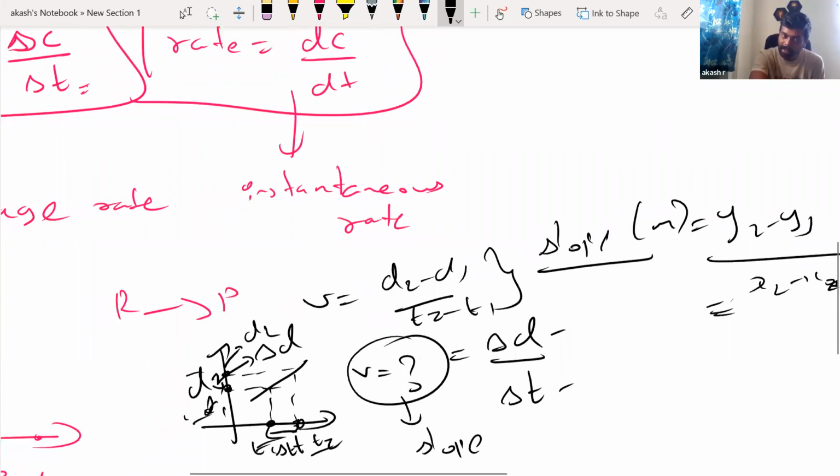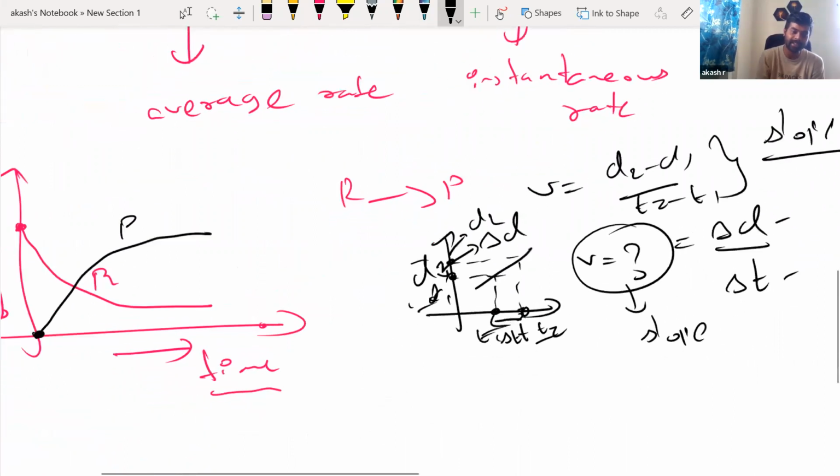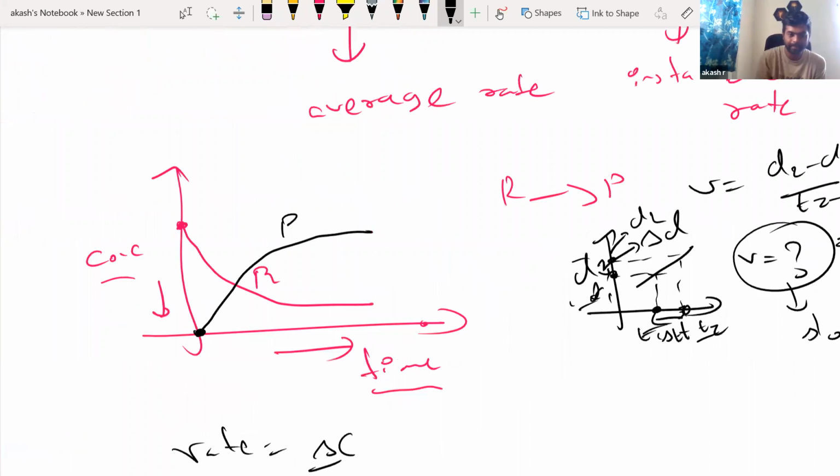The same thing can be done here also. What is rate? Rate is del C divided by del T. So all that we have to take is the slope of these two curves. But again, you will get two different values, one for the reactant, one for the product. It is not that the rate of change of concentration of reactant will be equal to the rate of change of concentration of product. That need not be the case. Might be same, might not be same. That depends on the chemical reaction.